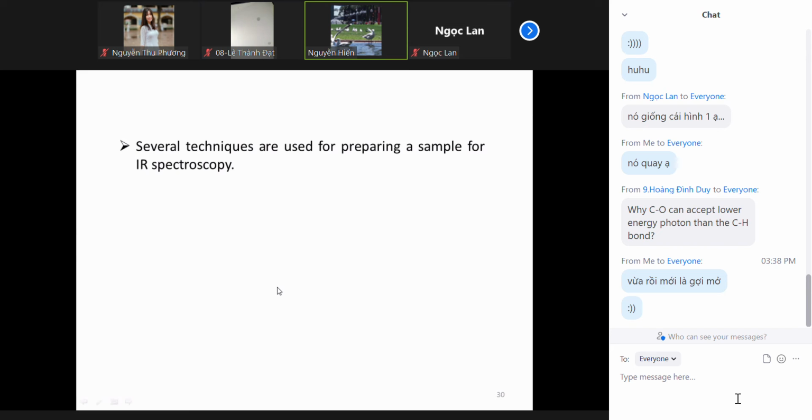So there are several techniques that are used to prepare the sample for infrared spectroscopy. The most common method involves the use of salt plates.